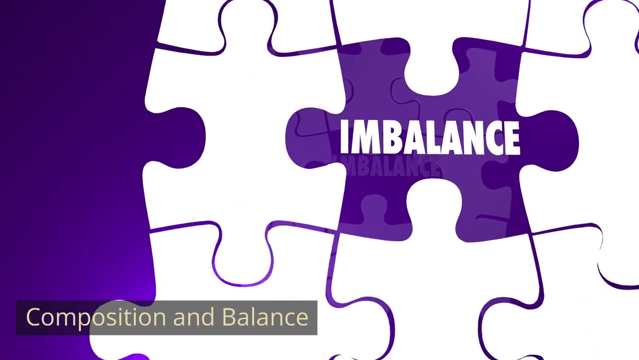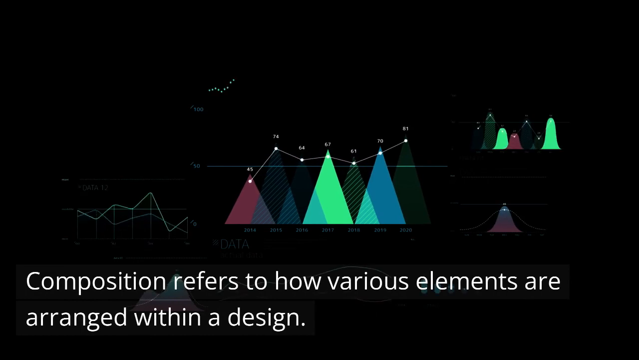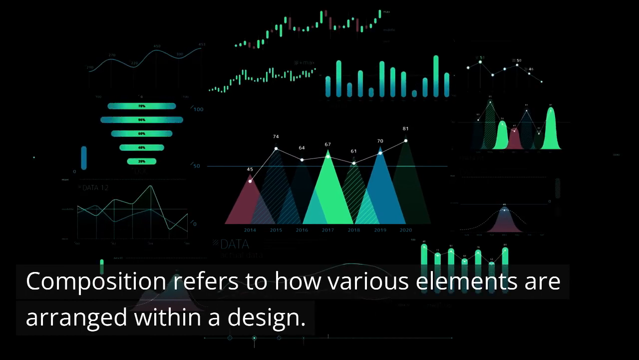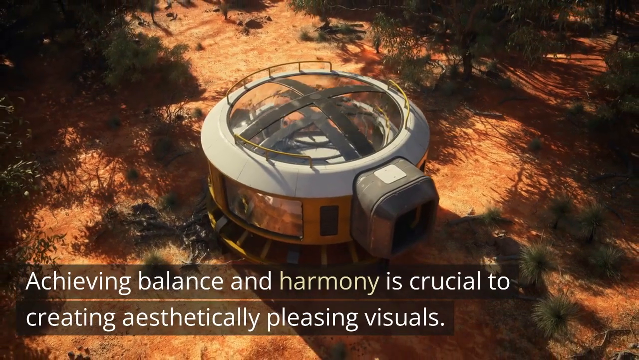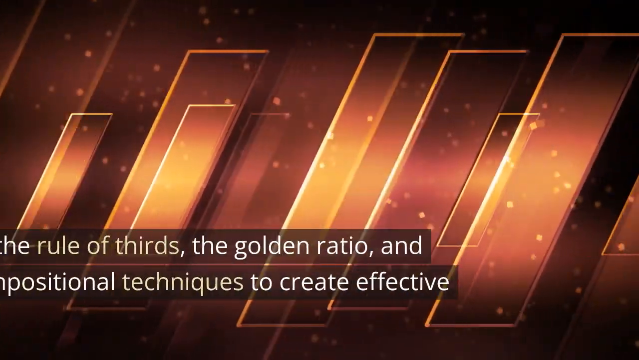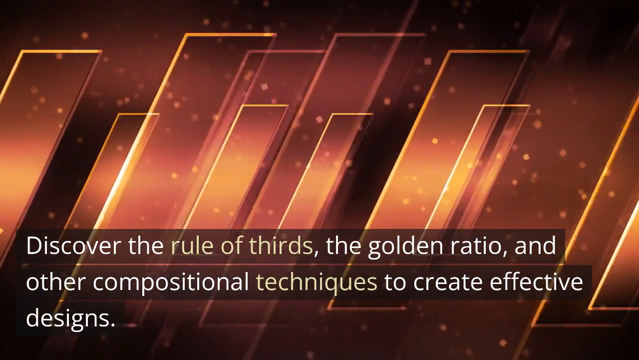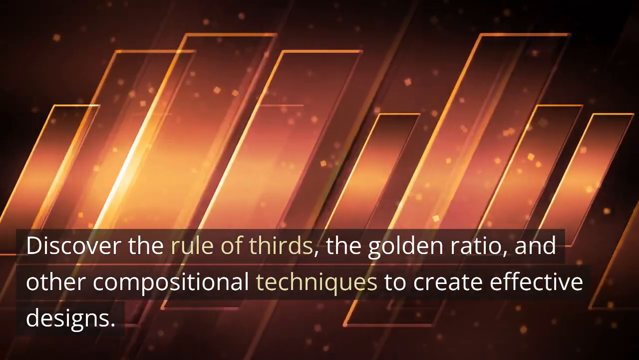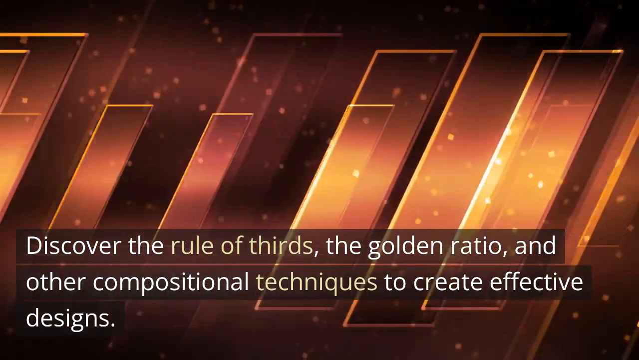Composition and balance. Composition refers to how various elements are arranged within a design. Achieving balance and harmony is crucial to creating aesthetically pleasing visuals. Discover the rule of thirds, the golden ratio, and other compositional techniques to create effective designs.